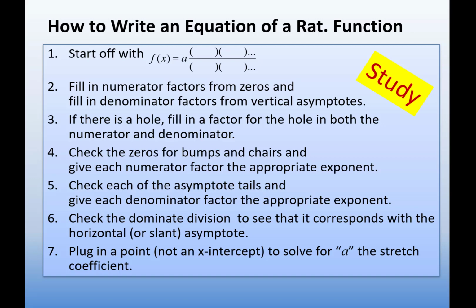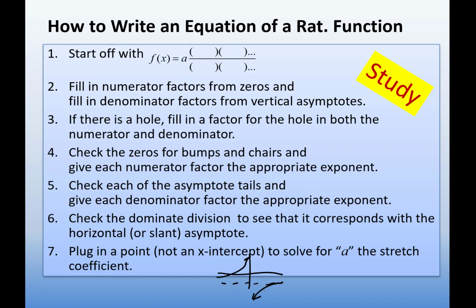Hey everyone, so we're about to take this study of rational functions and flip it in reverse. This time we want to write the equation. Before we had the equation, we did the graphs. Now we're going to be seeing a graph and its asymptotes, and we're going to want to figure out what the equation of it is. So we're going to be working backwards from the graph to the equation.